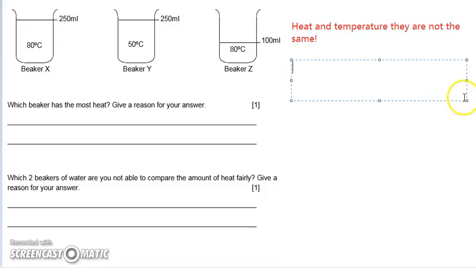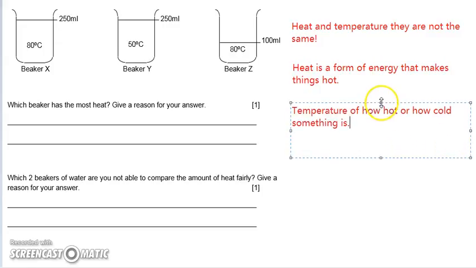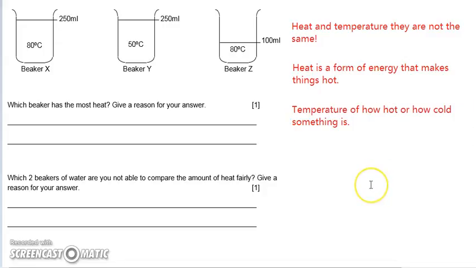We know that heat is a form of energy that makes things hot. Okay, heat is energy, right? Whereas temperature is not energy. What then is temperature? Temperature is actually just a measurement of how hot or how cold something is. But heat is the actual form of energy that makes things hot.